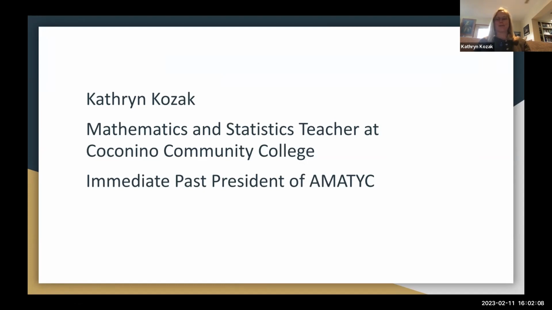We are north of Phoenix. We're near the Grand Canyon, and we are not the temperatures of Phoenix. So it's kind of a different place to be. We're at 7,000 feet, so we live a little differently than people in Phoenix might do. As Brian also said, I'm the immediate past president of AMATYC, which is the American Mathematical Association of Two-Year Colleges. And I've been teaching mathematics at Coconino Community College for 29 years now.